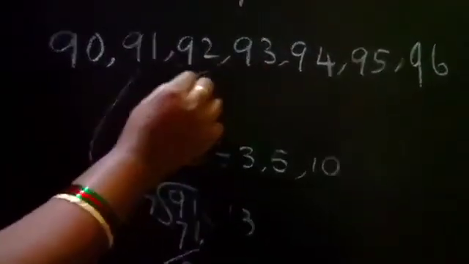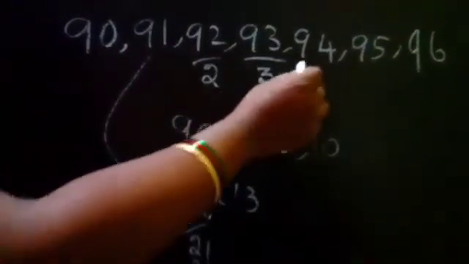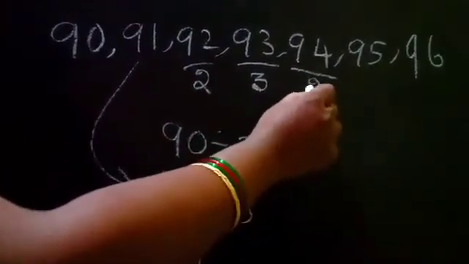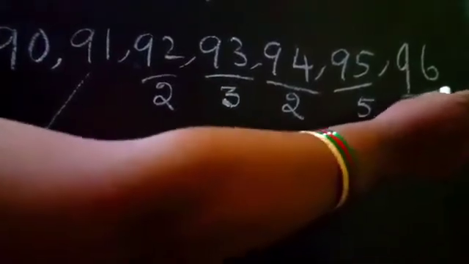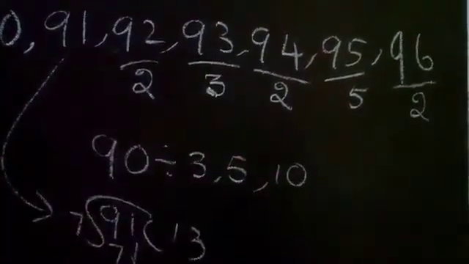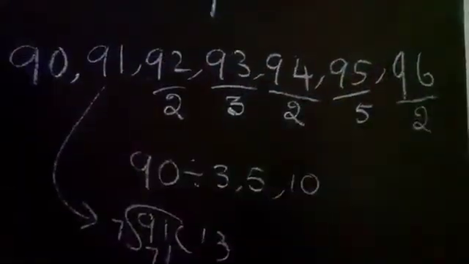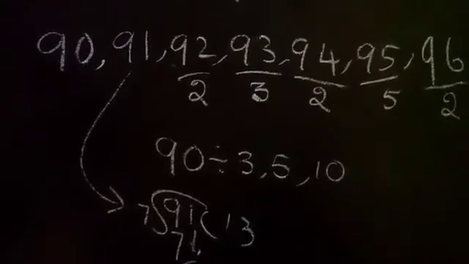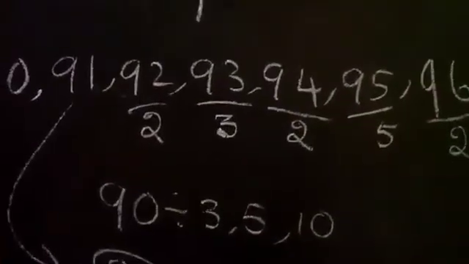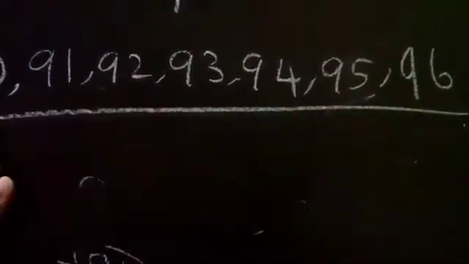92 can be divided by the second table. 93 can be divided by the third table. 94 can be divided by the second table. 95 can be divided by the fifth table. 96 can be divided by the second table. So all of these are continuously composite numbers, that is called consecutive composite numbers. They asked to write 7 numbers. So we have written 7 numbers here. This is the answer.